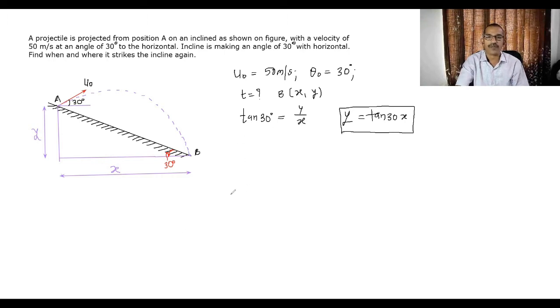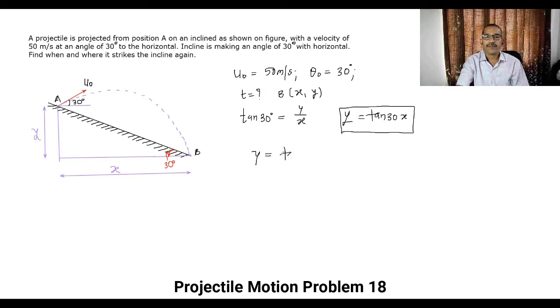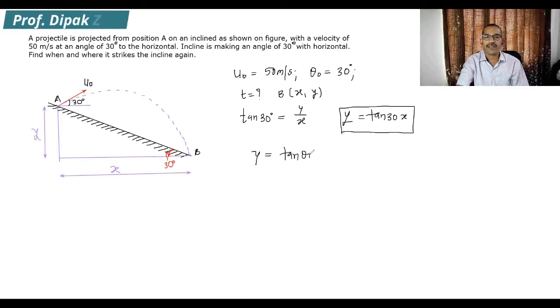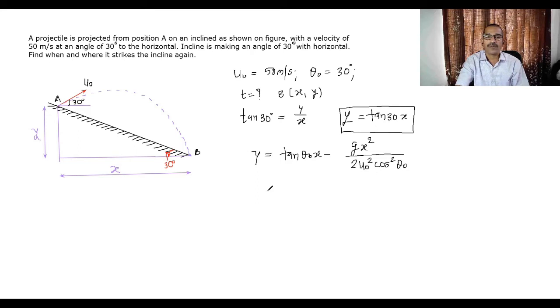Solution is easily possible. Now here, if I write the equation of path, that is y equal to tan theta 0 x minus g x square upon 2 u0 square cos square theta 0. Now if we substitute the values, y will be substituted, tan 30.